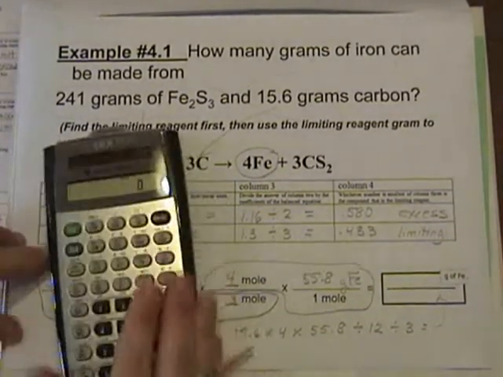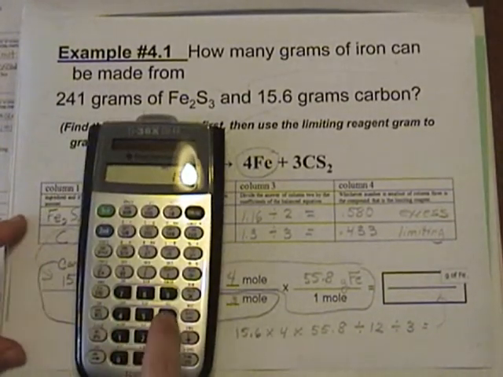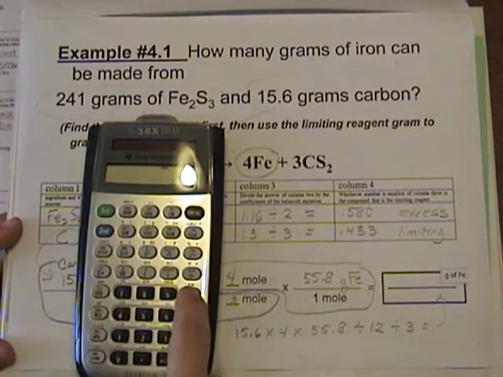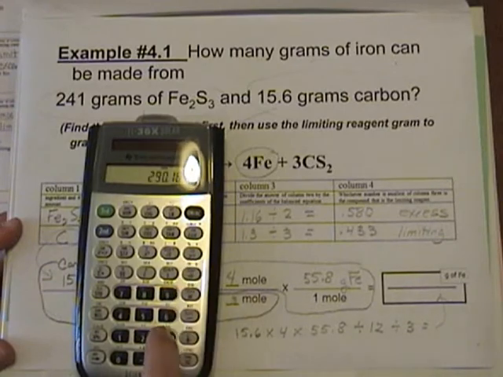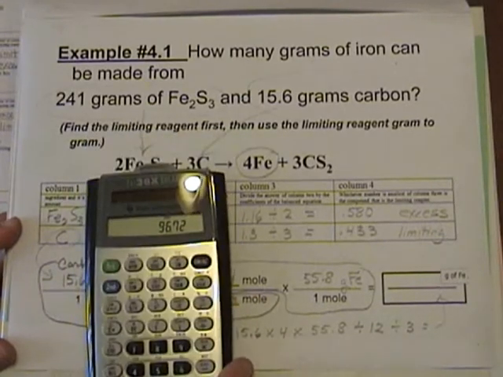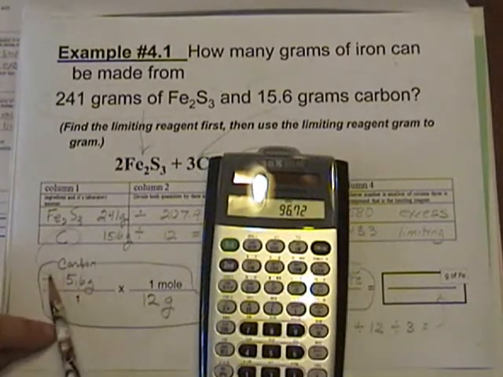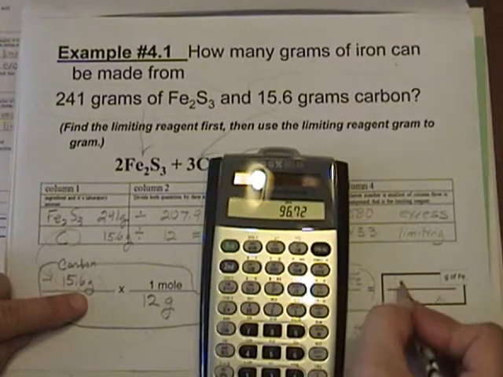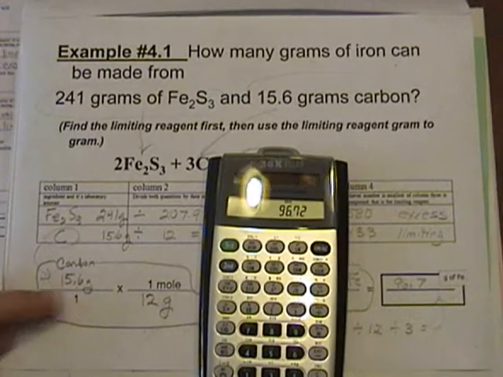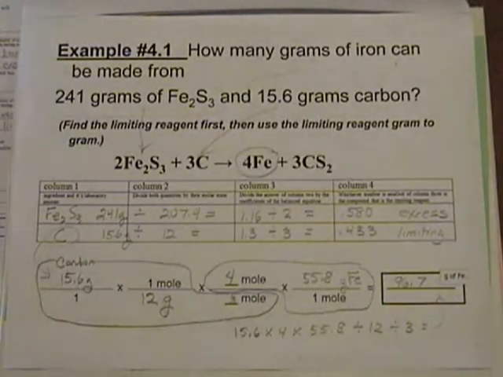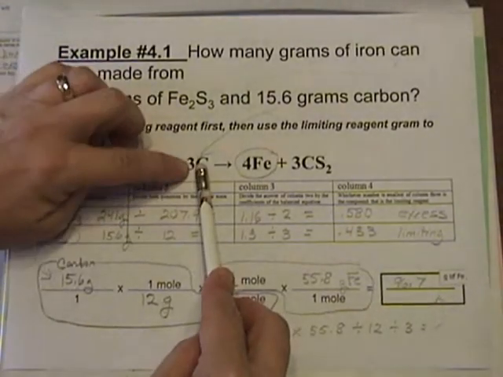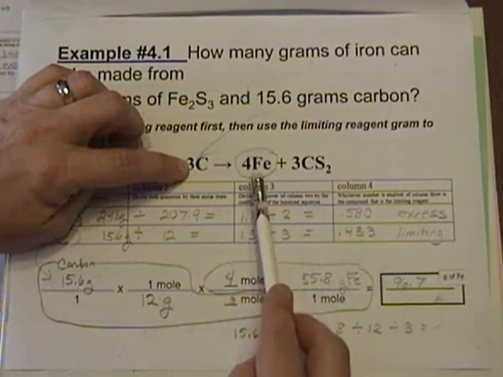So 15.6 times 4 times 55.8 divided by 12 divided by 3 equals. So 96.72 is our answer, but because we have 3 significant figures here, we would like to round that to 96.7. So that's saying that if you only have a limited amount of carbon, you only expect to make this amount of iron.